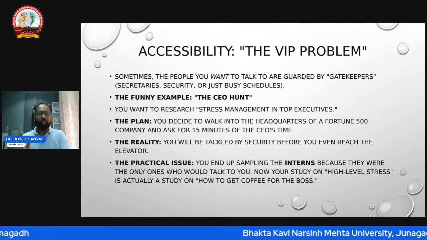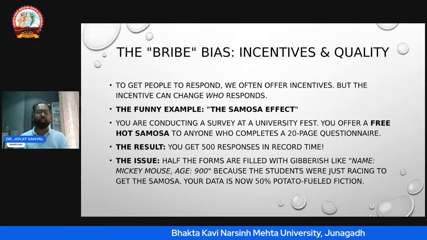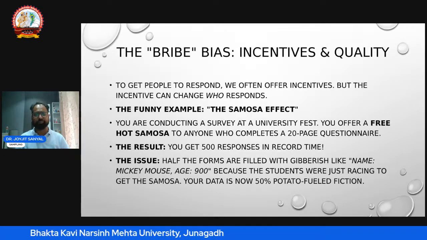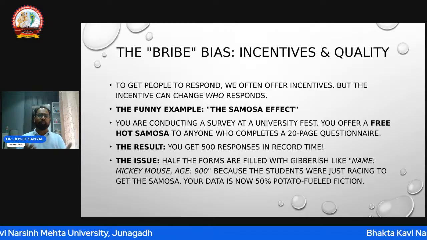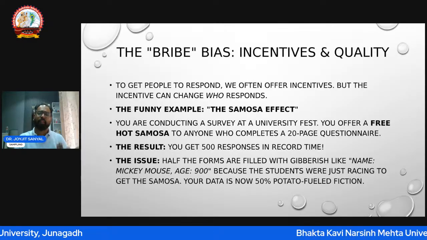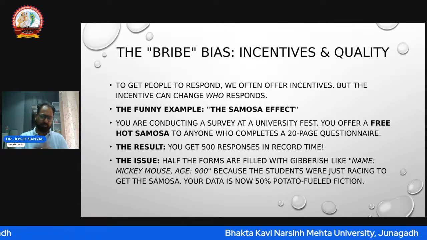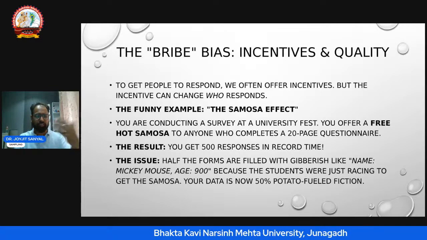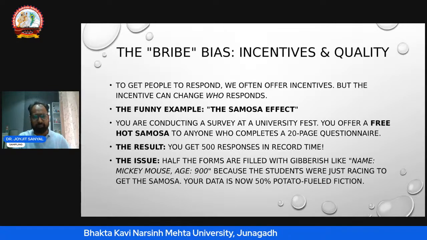Okay. So the next is the bribe bias. Incentives and quality. What is it? To get people to respond, we sometimes often offer some incentives to get responses in record time. But the incentives can change who responds.